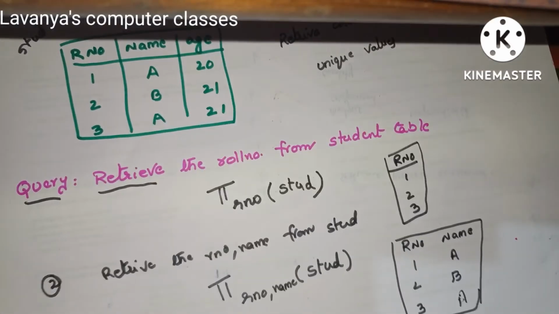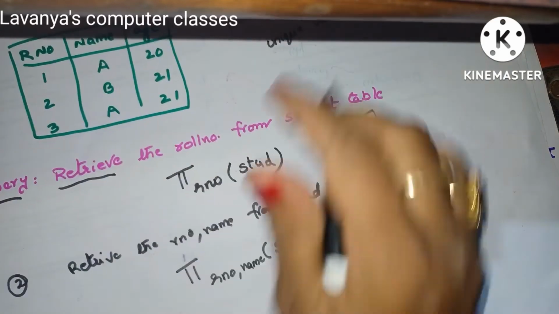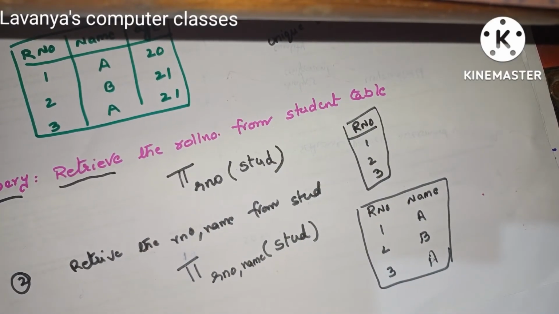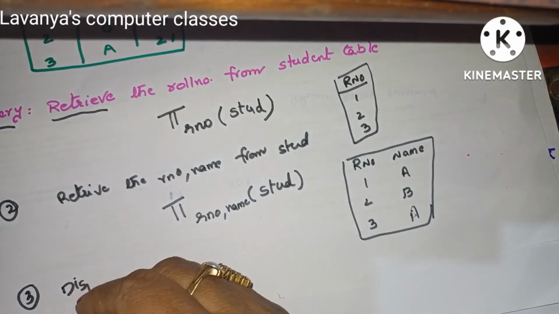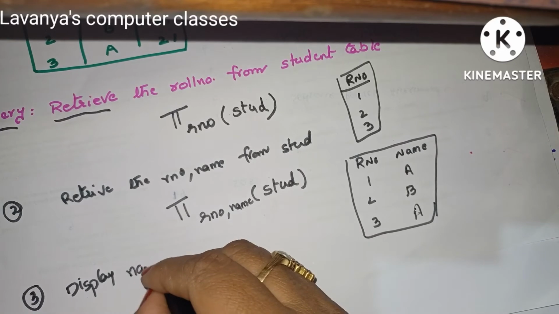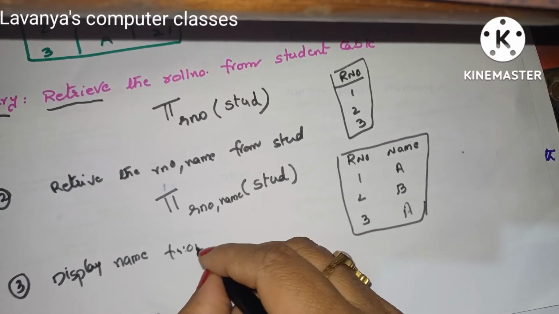For example, see here, the third query. Retrieve or display only the student name from the student table.